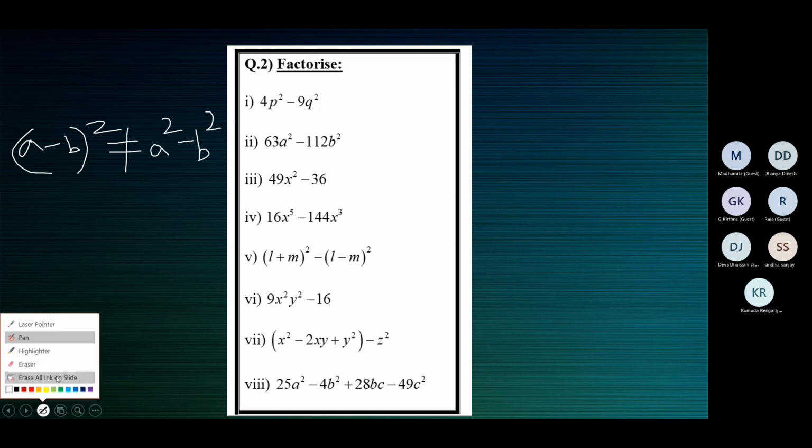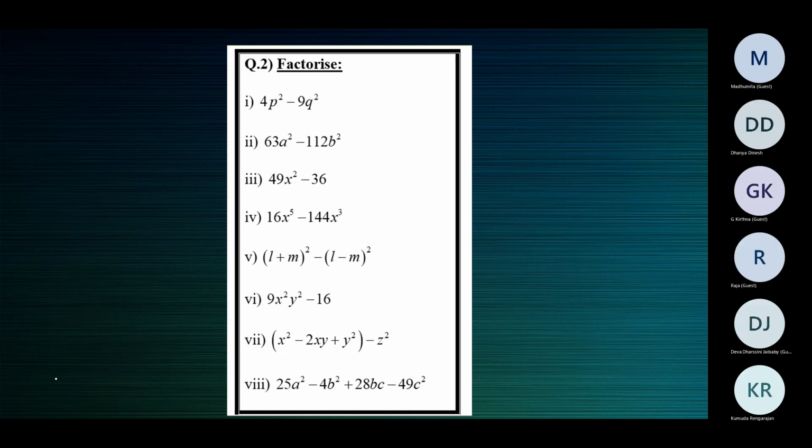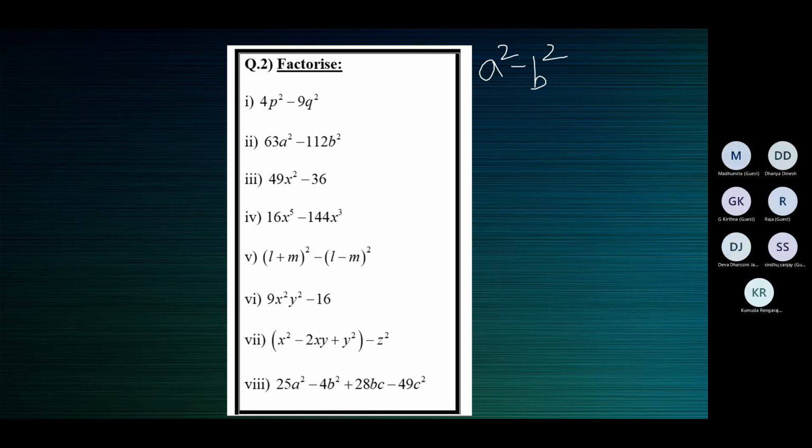The first one, we have only two terms. So it looks like a square minus b square. Why does it look like a square minus b square? Because there are only two terms and both are perfect squares. Correct? Yes, ma'am.